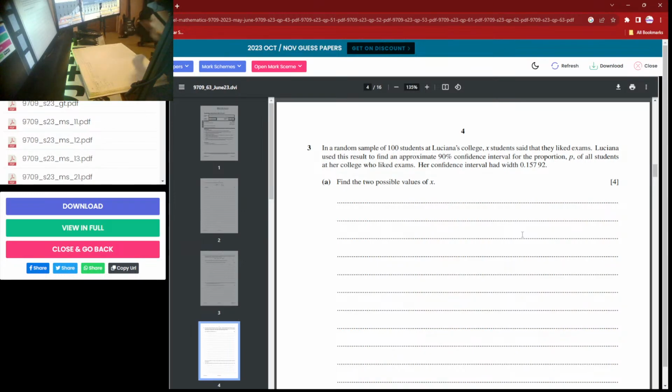We have to find out. Okay, G. Find the two possible values of x.